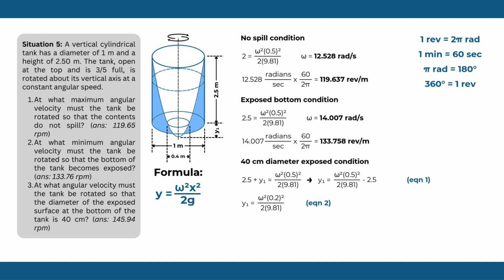And equating equations 1 and 2 with each other, since pareho naman silang in terms of y sub 1 na, we are able to get the value of 15.283 radians per second. And applying yung conversion method na ginawa natin kanina, this is equivalent to 145.942 revolutions per minute.